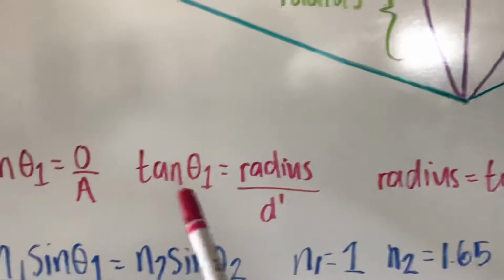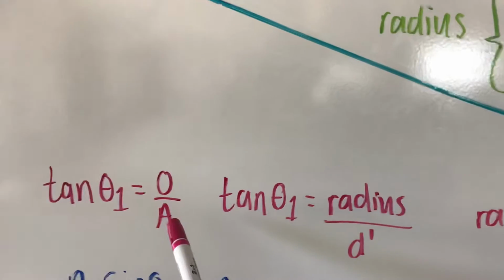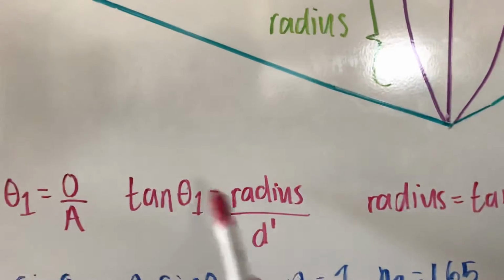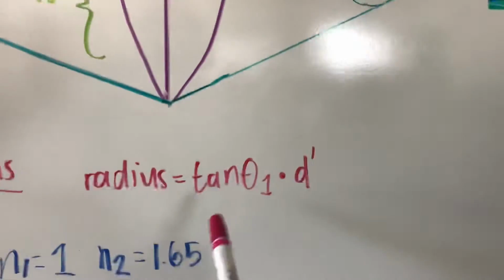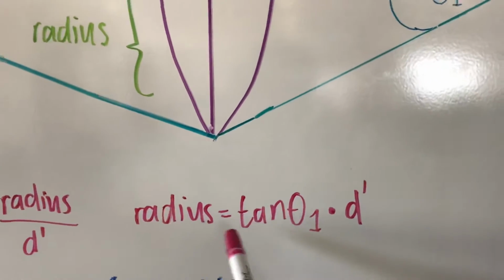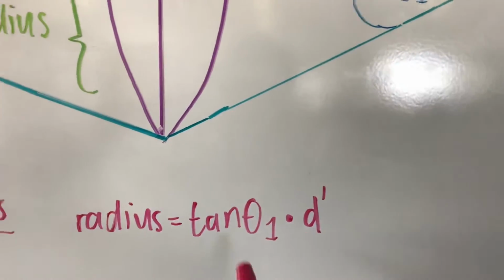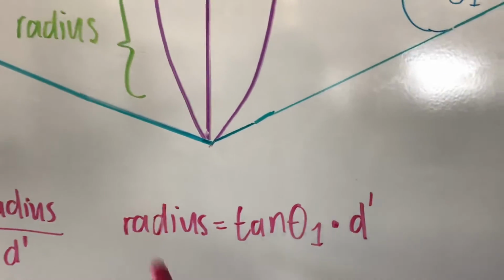So here we'd have tan theta 1 equals opposite, our radius, over adjacent, d prime. If we multiply to isolate for radius, we'd get that our radius is equal to tan theta 1 times d prime. So if we had theta 1, we'd be able to solve for our radius.